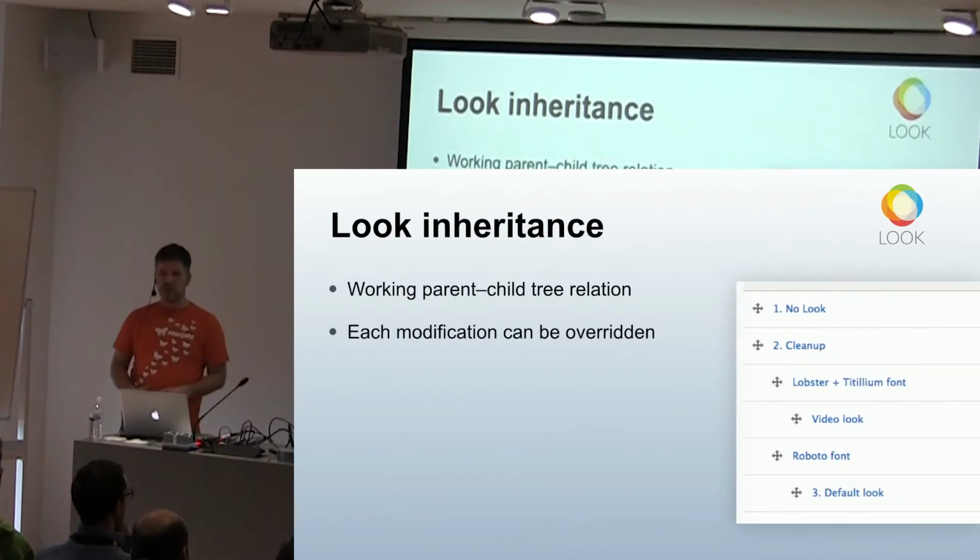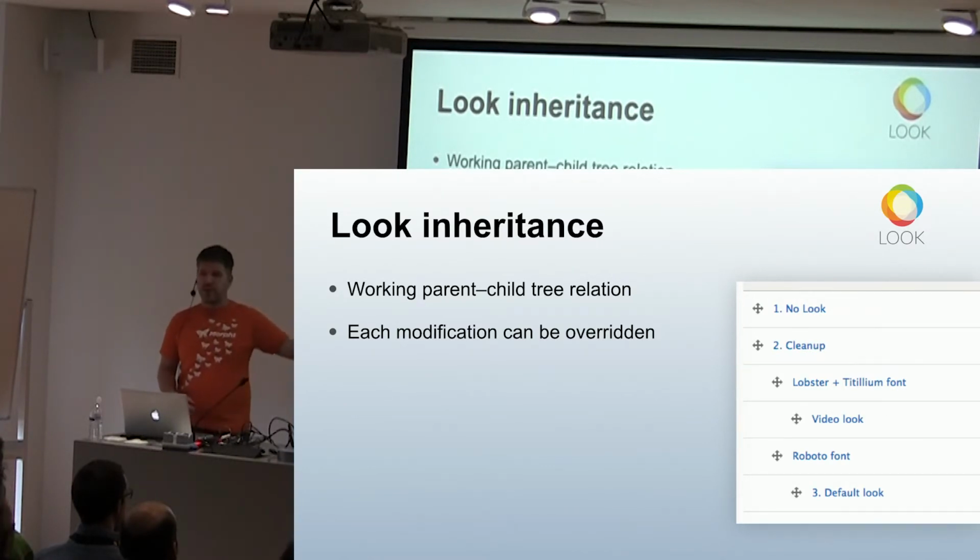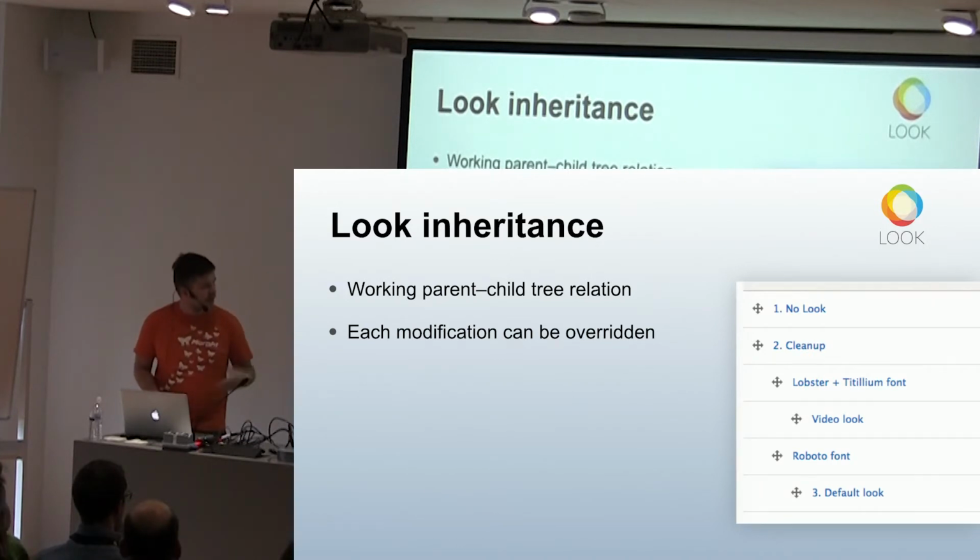Now the looks provide a tree structure, like you know from menu or taxonomy. So you can order them in a parent-child relationship, and each of the modifications can be inherited by the child, but also overridden by the child. So if in this lobster font look I change something, the video look will get that modification, and if the video look doesn't use the same modifiers, it will use it. If it uses the same modifier, it will override the parent.